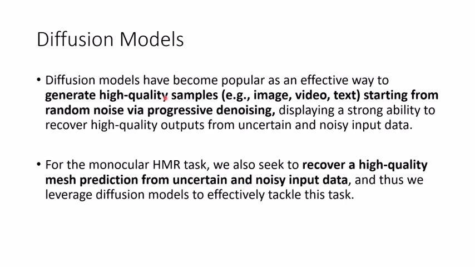On the other hand, diffusion models have become popular as an effective way to generate high-quality samples, starting from random noise via progressive denoising, displaying a strong ability to recover high-quality outputs from uncertain and noisy input data. We observe that for the monocular HMR task, we also seek to recover high-quality mesh prediction from uncertain and noisy input data, and thus we leverage diffusion models to effectively tackle this task.